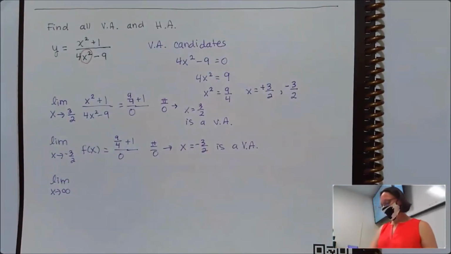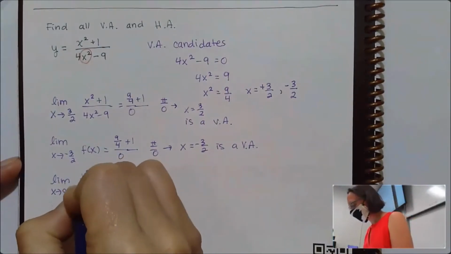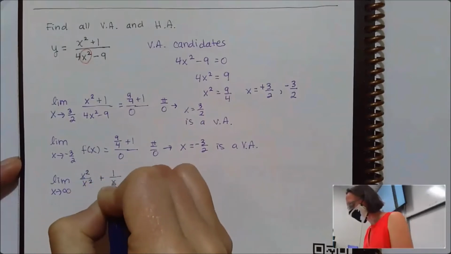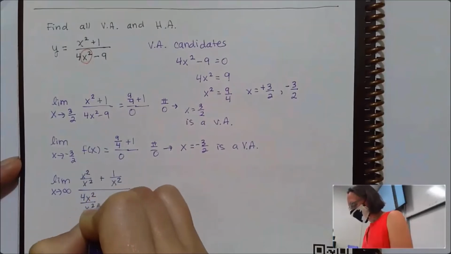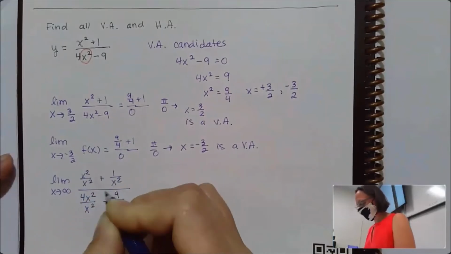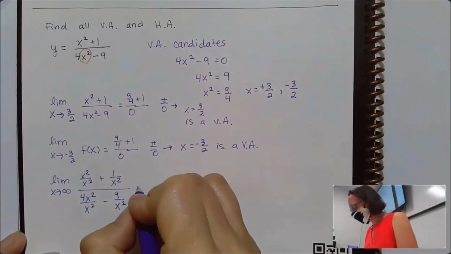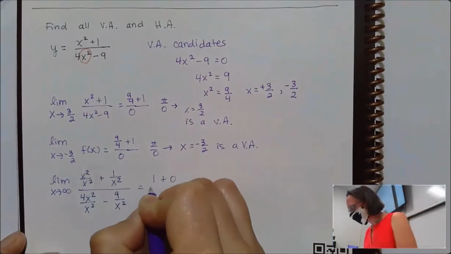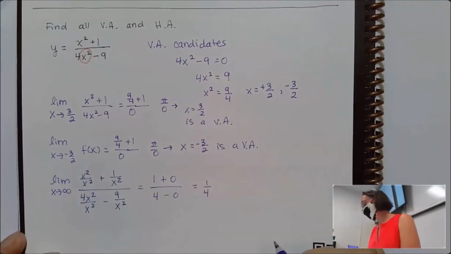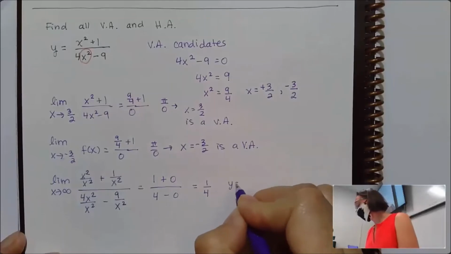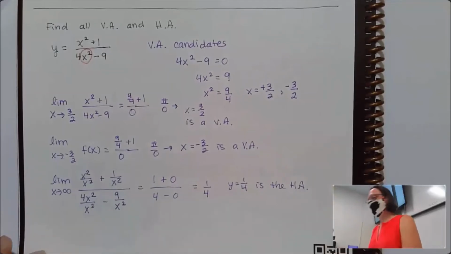So if I divide every term by x squared, I've got x squared over x squared plus 1 over x squared, over 4x squared over x squared minus 9 over x squared. That is looking like 1 plus 0 over 4 minus 0, or 1/4, which means y equals 1/4 is a horizontal asymptote.